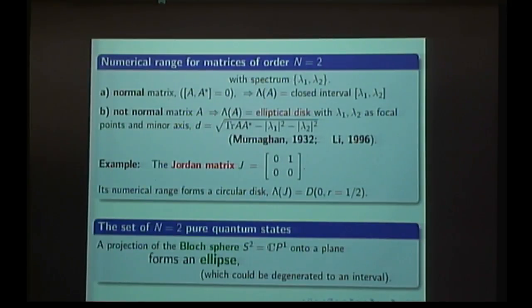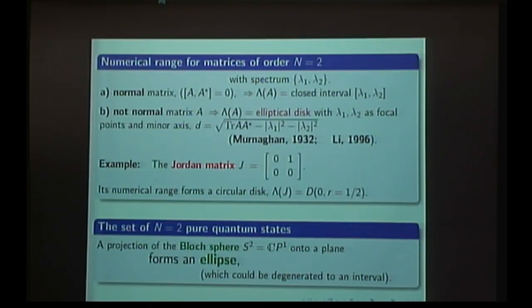But now look, what would be the relation to physics? I told you, this is easy to believe, that the set of all mixed states of size 2 is just a ball. So, how do you think? Is there any relation between this ball here and this ellipse or disk found by mathematicians many years ago?